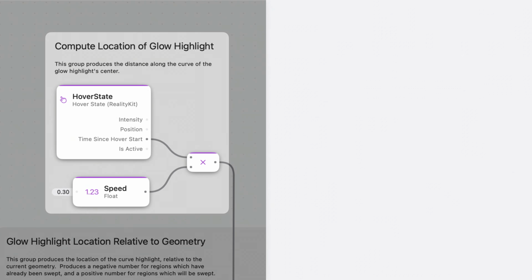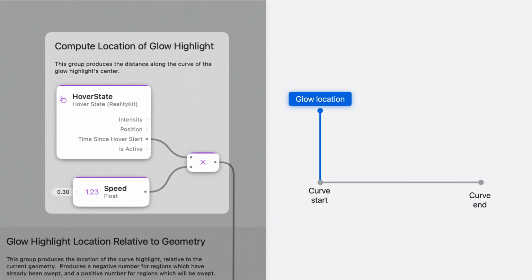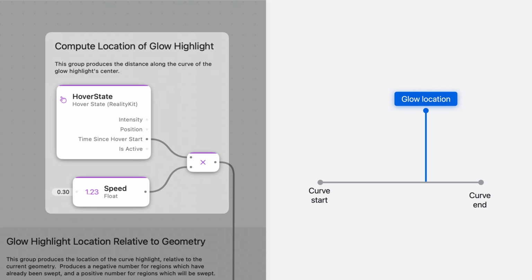We'll use the hover state node's time since hover start property. This is a value in seconds since the hover event began. We'll use this to define the location along the curve of the glow highlight. When a hover event begins, the glow location will begin sweeping along the curve.